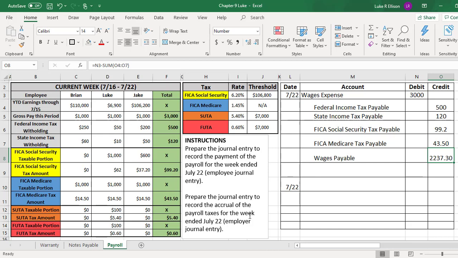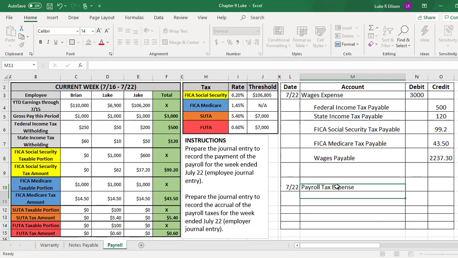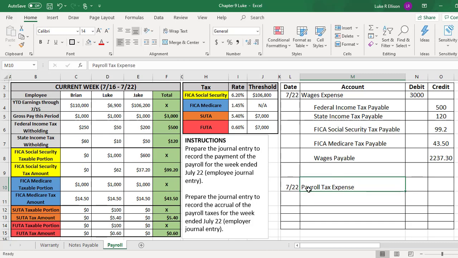So finally, we have to prepare the journal entry to record the accrual of the payroll taxes for the week ended July 22nd. And this is the employer journal entry. So you should remember that the employer is going to contribute the Social Security, Medicare, the state unemployment, and the federal unemployment taxes. And those are the ones we're going to be using in this journal entry. So what we do is we use the Payroll Tax Expense. And this is going to be the total of all of those taxes. So we're going to leave that until we have all the taxes laid out.